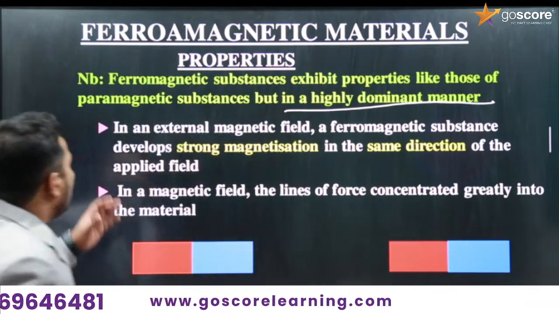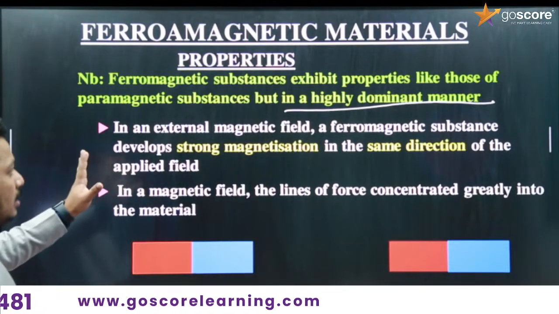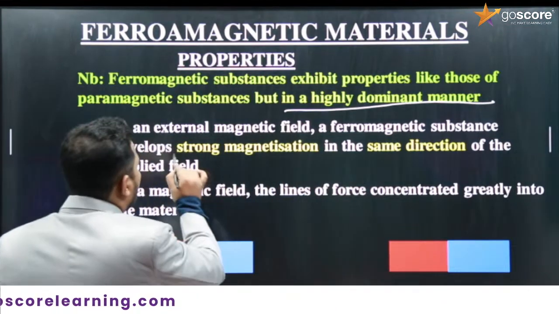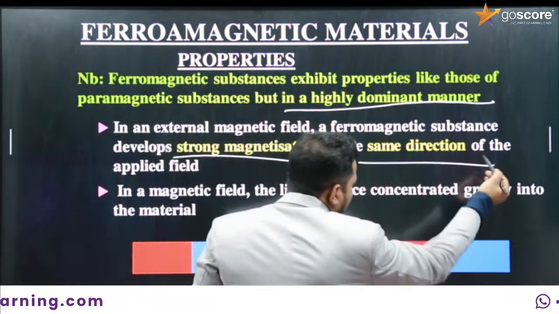So in an external magnetic field, a ferromagnetic substance develops strong magnetization in the same direction. This is the definition itself.